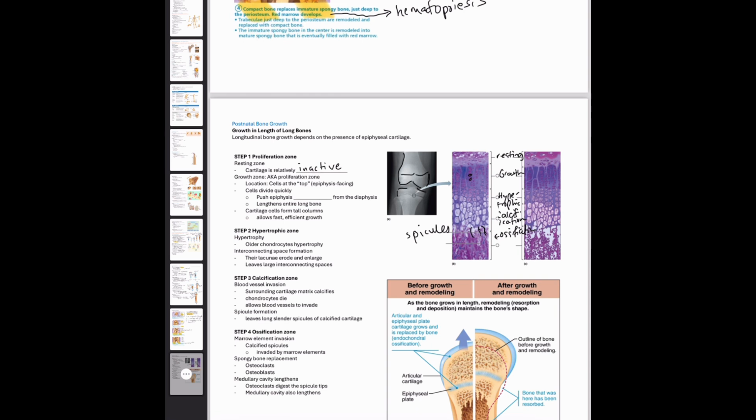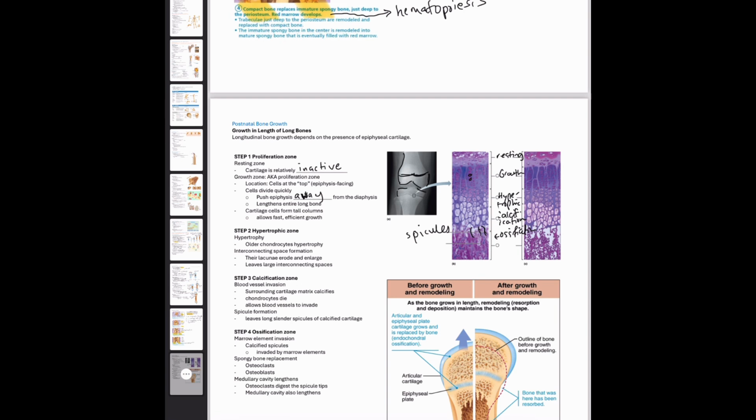So let's go ahead and fill out some of this information that's missing over here. We talked about step 1, the proliferation zone, resting zone, the growth zone. One thing to make note of here, the cells are going to divide quickly. We talked about the chondrocytes dividing, and the direction in which they are pushing the epiphysis, they are pushing it away from the diaphysis. During puberty, this is whenever we're going to have the lengthening of these different bones here.